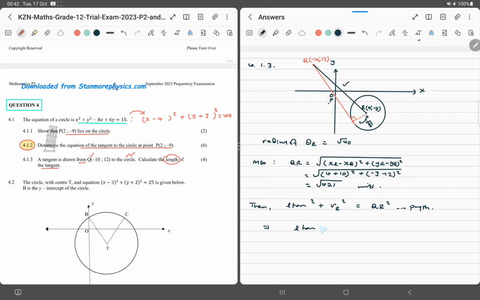So the length of the tangent squared plus the radius squared, this is square root of 40 all squared, is going to be equal to this one, 421, also squared. So we can say therefore the length of the tangent is going to be the square root of 421 all squared minus the square root of 40 squared.